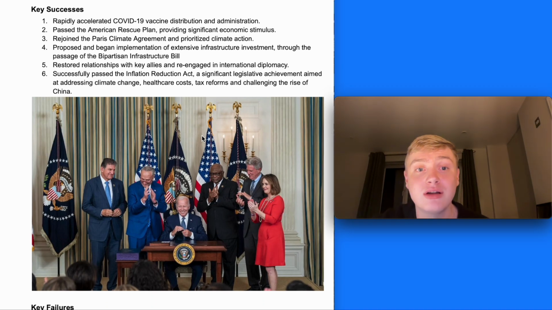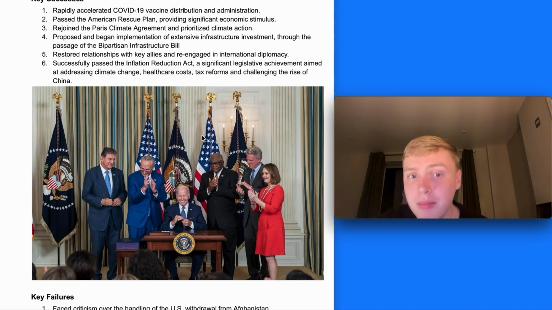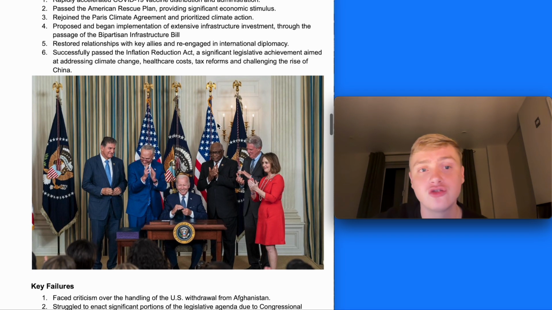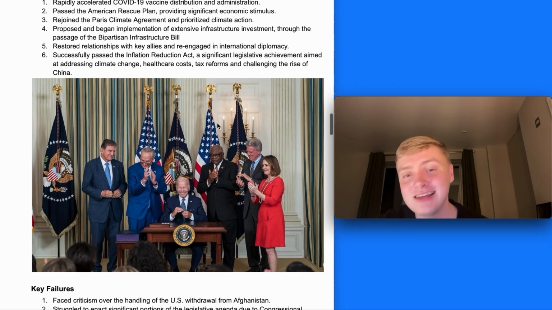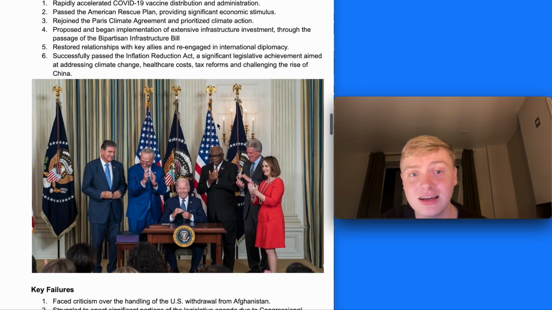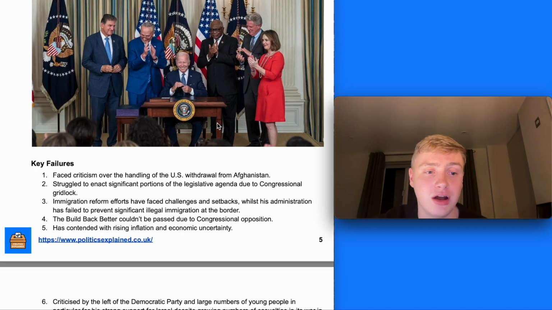the Paris Climate Agreement and prioritised climate action, proposed and began implementation of extensive infrastructure investment through the bipartisan infrastructure bill, restored relationships with key allies and re-engaged in international diplomacy, and successfully passed the Inflation Reduction Act, a significant legislative achievement aimed at addressing climate change, healthcare costs, tax reforms, and challenging the rise of China.